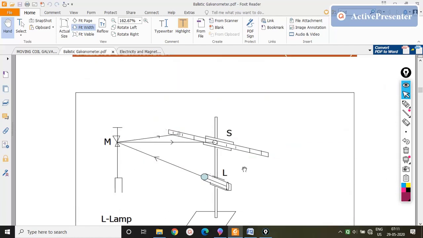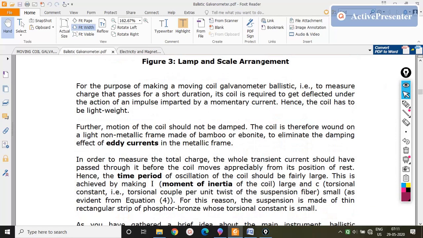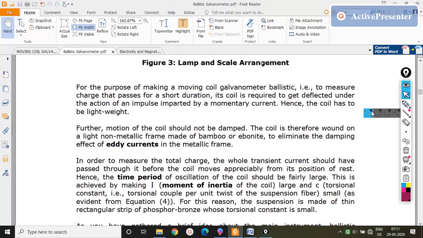Now let us see the requirements for a moving coil galvanometer to be ballistic. So what are the requirements? First of all, to measure charge that passes for a short duration, the transient currents come in very short duration. So the coil is required to get deflected under the action of the impulse imparted by that transient current. So the coil has to be lightweight.